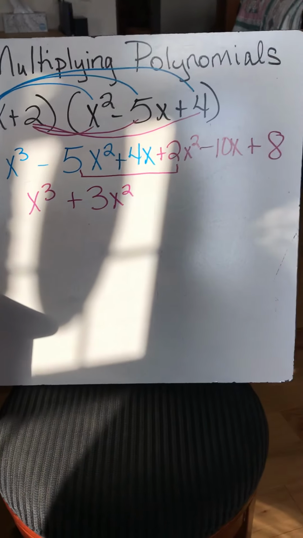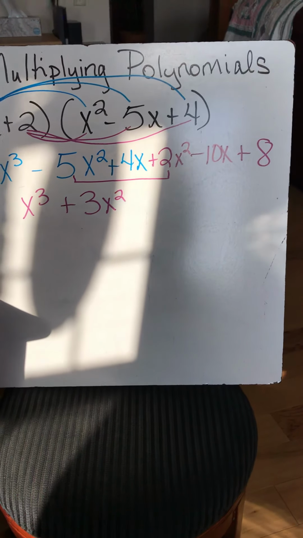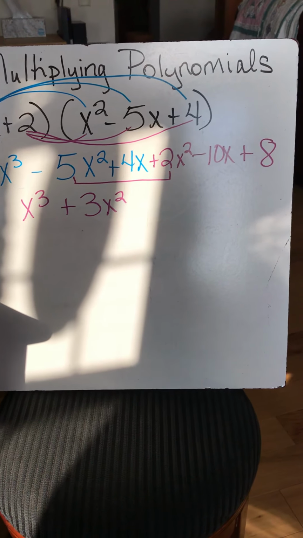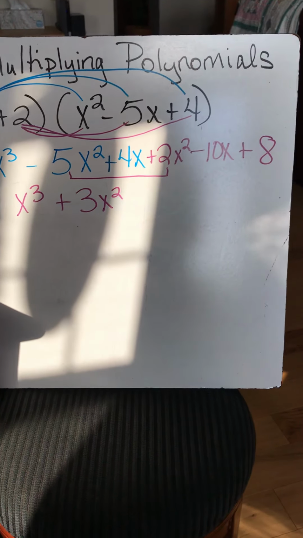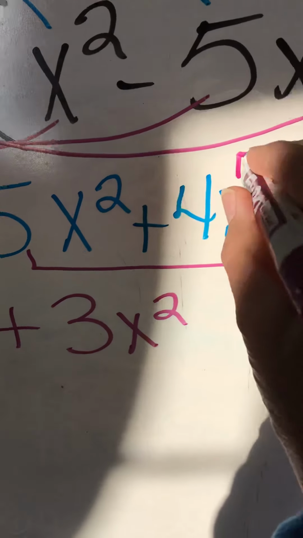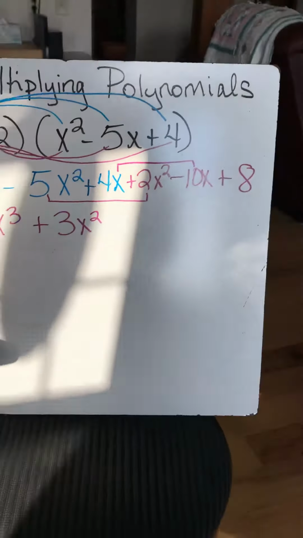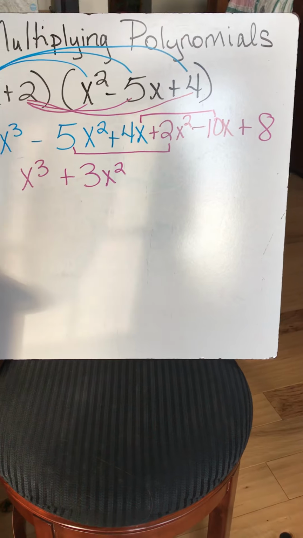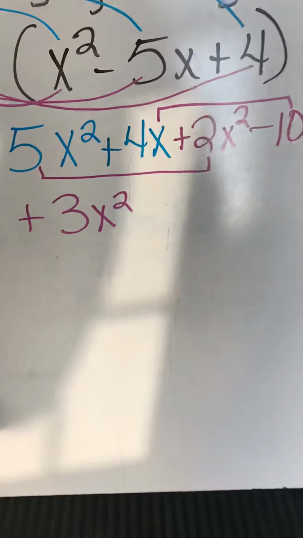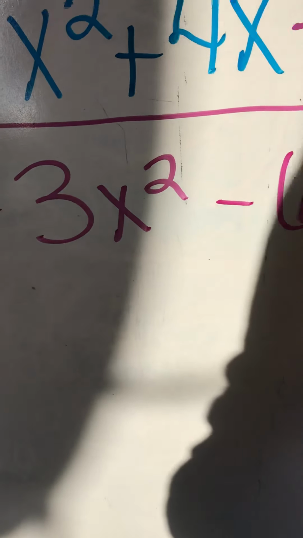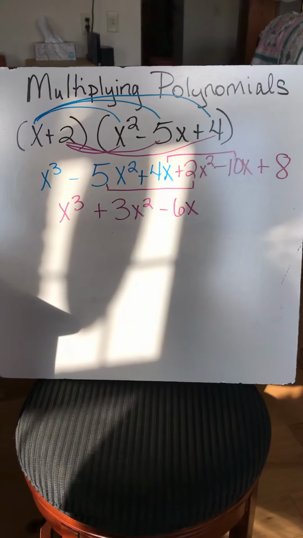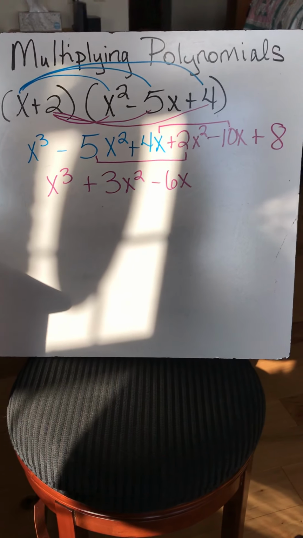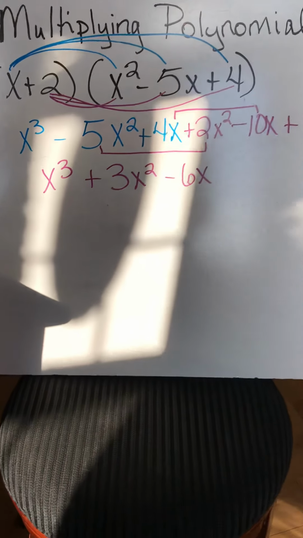Is there anything I can put with the 4x? The 4x and the negative 10x would go together, so I'm going to pair those two up. What is a positive 4x and a negative 10x? It would be a negative 6x. And then the last term that I have to deal with is the positive 8. There's no term to put the positive 8 with, so it will just come down.